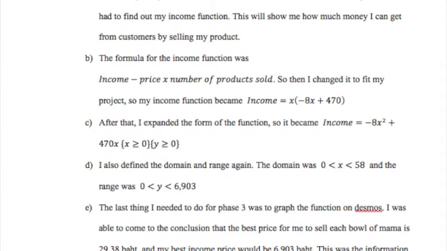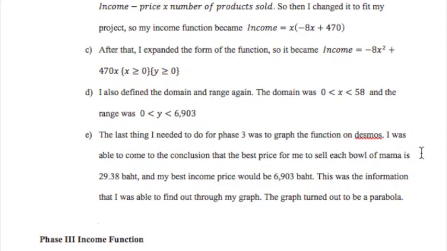So my income function for my project equals x times (-8x + 470). After that, I needed to expand the function that was already given, and that becomes income equals -8x² + 470x, where x is greater than or equal to 0 and y is greater than or equal to 0.